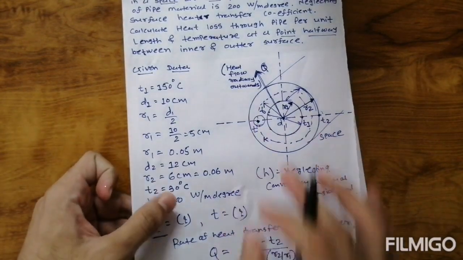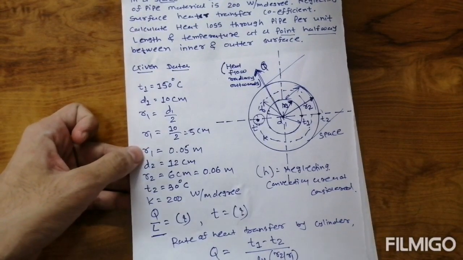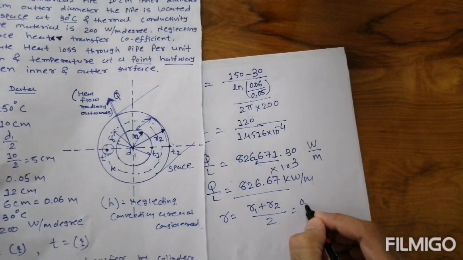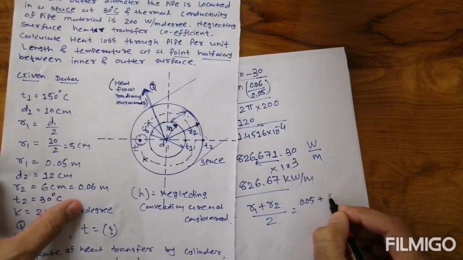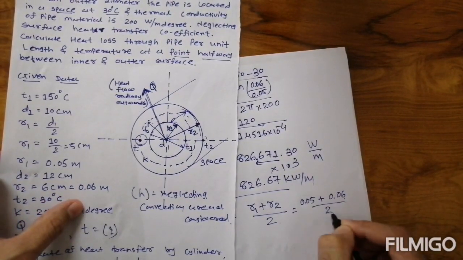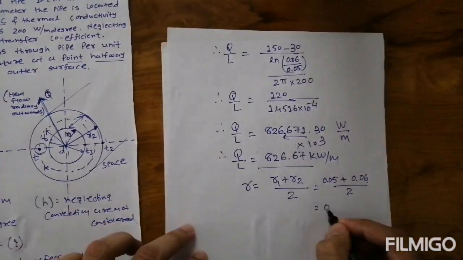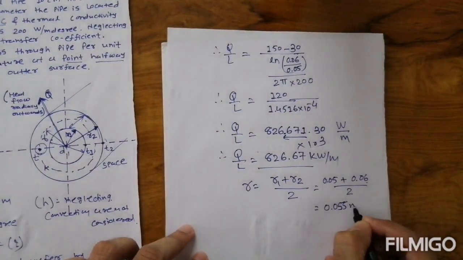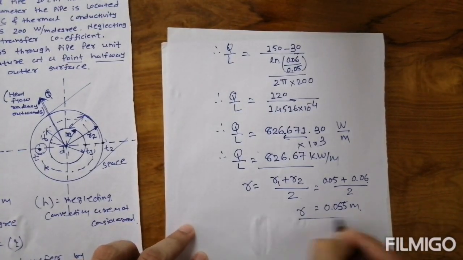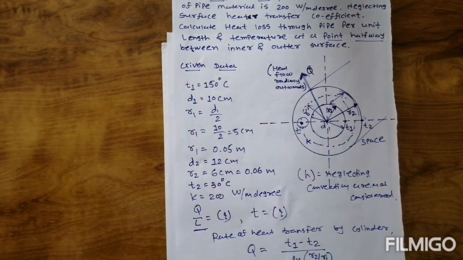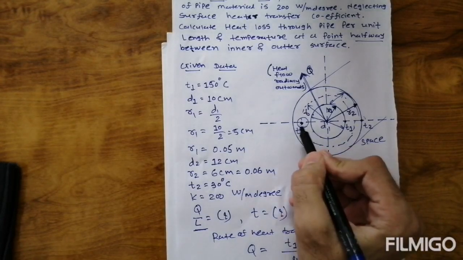So the halfway radius will be R1 plus R2 divided by 2. So it will be 0.05 plus 0.06 divided by 2. So the halfway radius is 0.055 meter. R is equal to, first of all our target is to determine the halfway radius. Now, having found the halfway radius, we are finding the value of T.